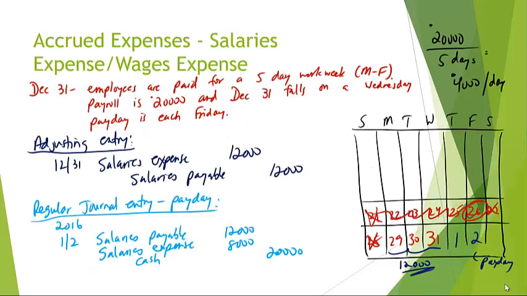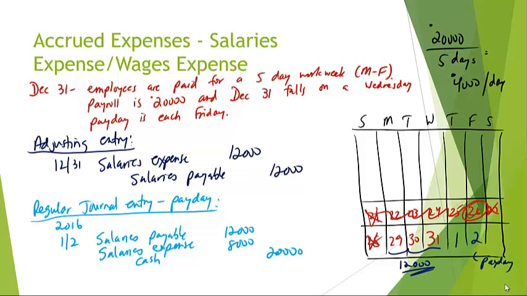So here's an example, and I can't stress enough to you when you think about salaries or wages expense to go ahead and do a little calendar. It should take another minute or two to figure this out. So the example that I prepared says December 31st, employees are paid for a 5-day work week, Monday through Friday. Payroll is $20,000 and December 31st falls on a Wednesday. Payday is each Friday. Okay, so let's think about this. So we know that $20,000 divided by 5 days would equate to a payroll of $4,000 per day. So you can see that calculation in the top right corner in black ink.